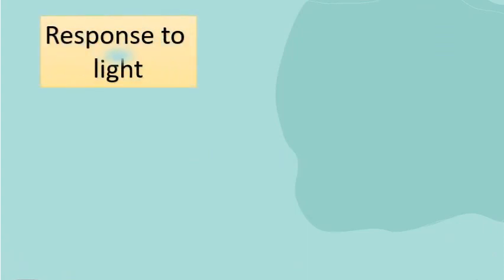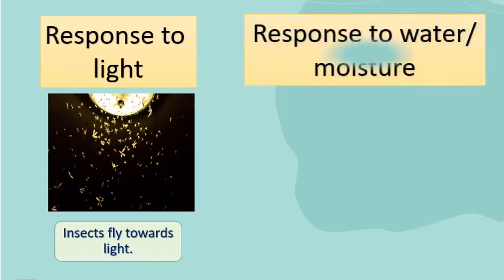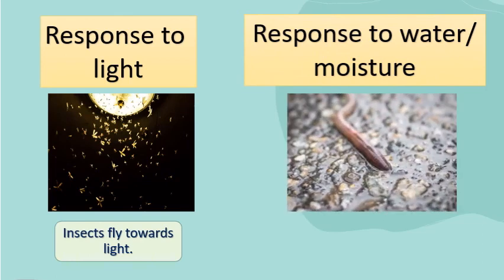Response to light. For example, insects fly towards the light. The stimulus here is the light. Response to water or moisture. An earthworm moves towards moisture.